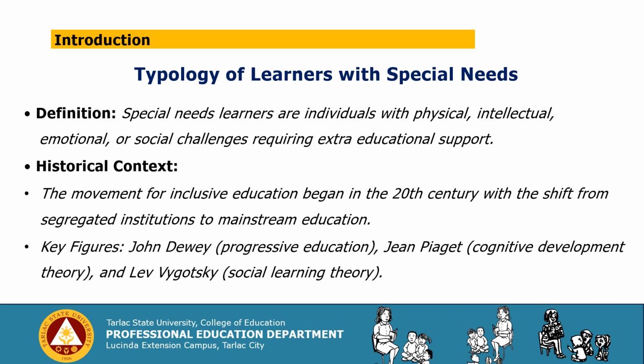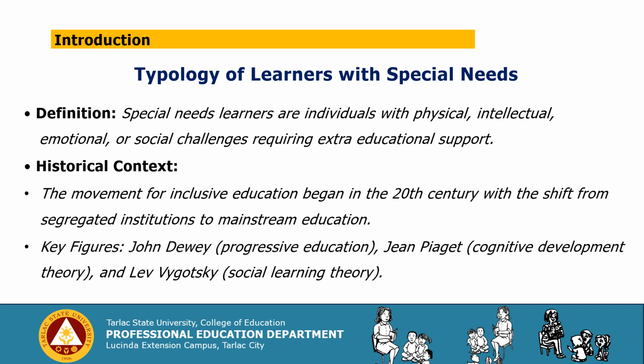As an introduction, typology of learners with special needs. For the definition, special needs learners are individuals with physical, intellectual, emotional, or social challenges requiring extra educational support. To make this clearer, special needs learners face challenges like physical disabilities, learning difficulties such as dyslexia, or emotional conditions like anxiety.